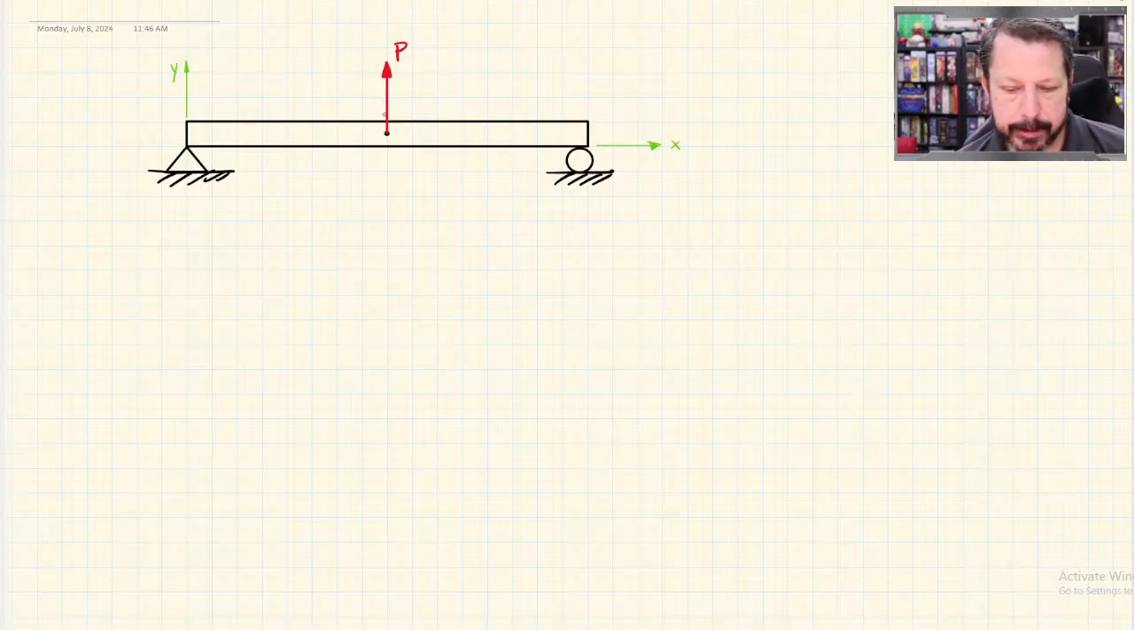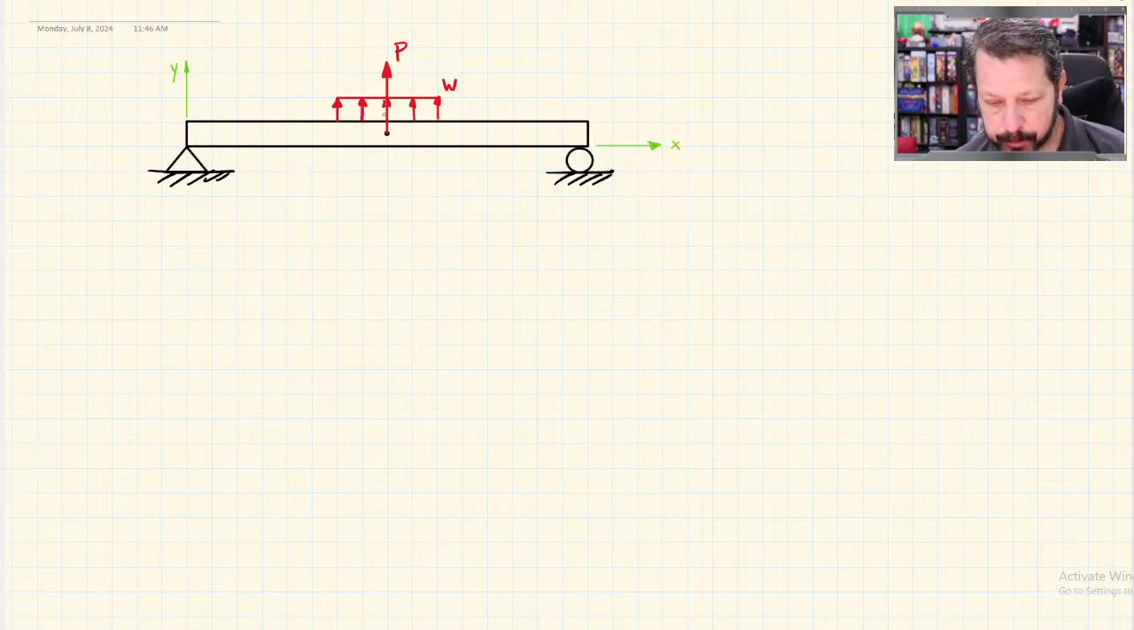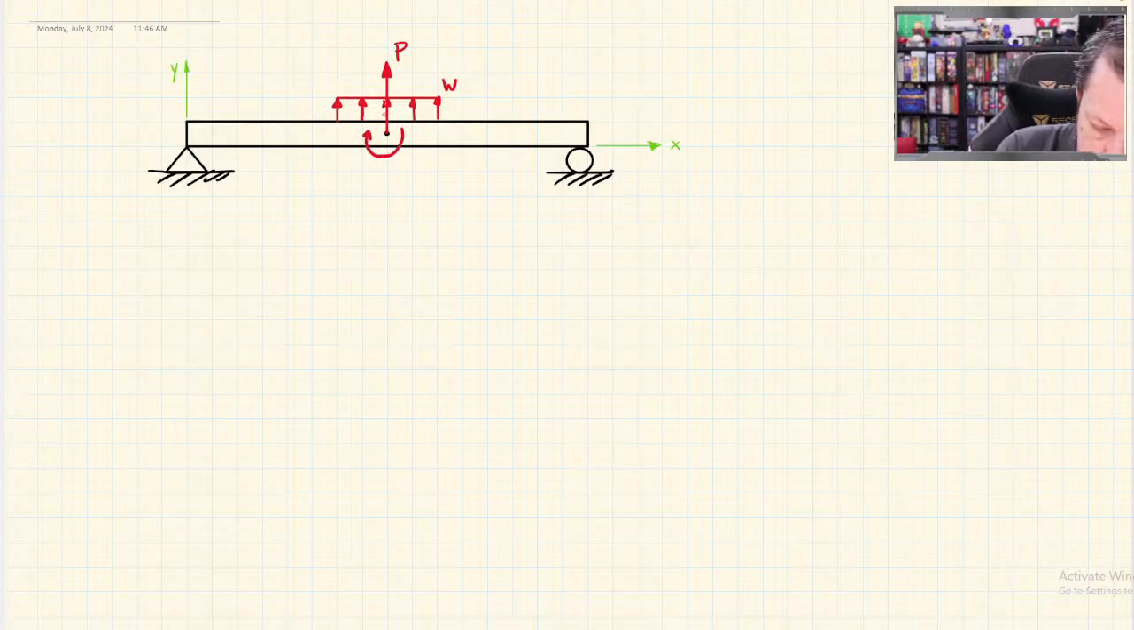I'll put a distributed load across the center here too. Let's start it over here. Now this distributed load could be any particular shape, but I'm just going to draw this one as an evenly distributed load, even across the top. I'll call that one W because it's like a weight on the beam. Then I'll put a concentrated moment, and I'm going to draw it clockwise, and I'll call that C.